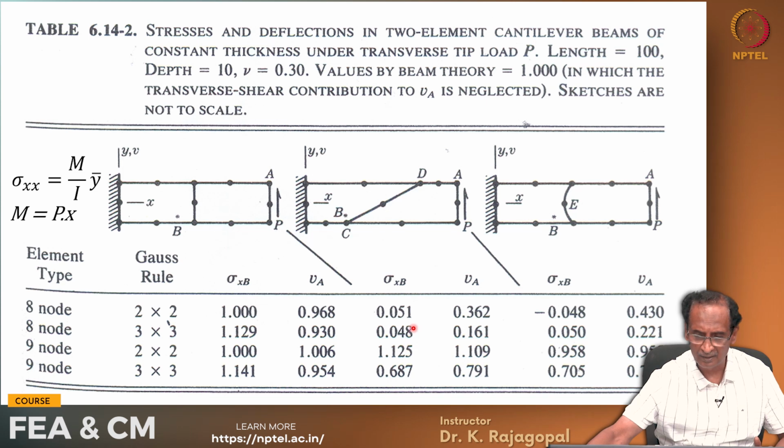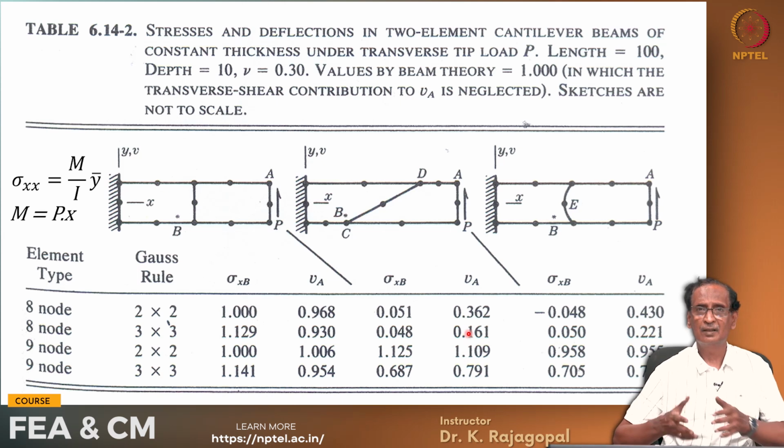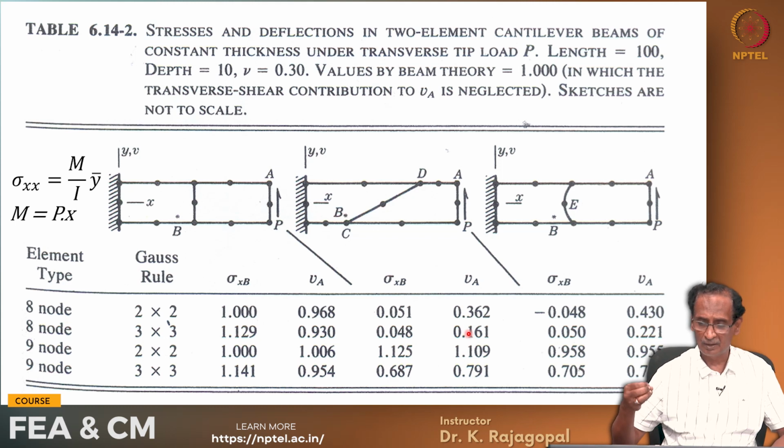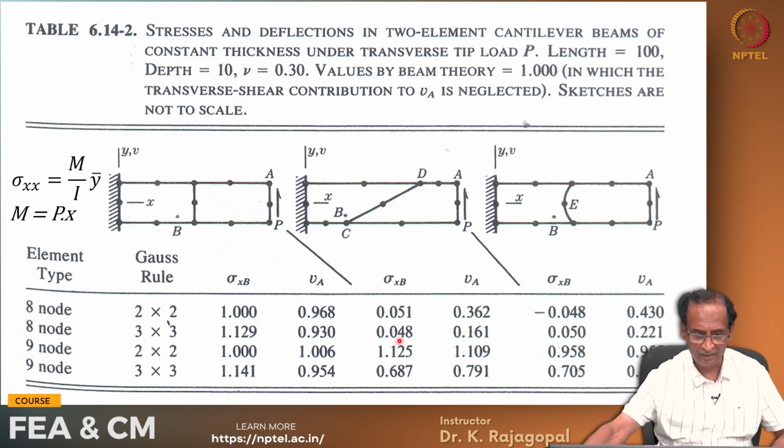And when you distort it, your results suffer a lot. See, with the 2/2 integration with an 8 node element, your vertical displacement is 0.36, but if you use a 3/3 integration, your solution is only 0.16 times. So as you are increasing the order of integration, instead of improving the solution, you are actually impairing the solution. The accuracy is coming down consistently in both 9 node and 8 node elements.